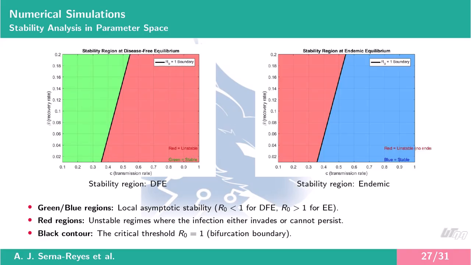The black curve is the threshold R0 equals 1, separating the two regimes. Green indicates where the disease-free equilibrium is stable. Blue, where the endemic equilibrium is stable. And red, where neither holds under the given conditions.